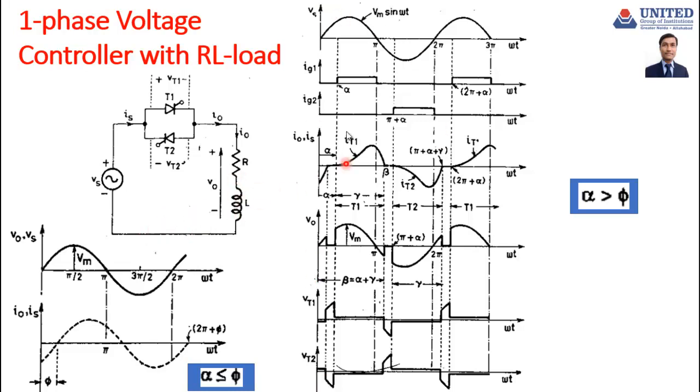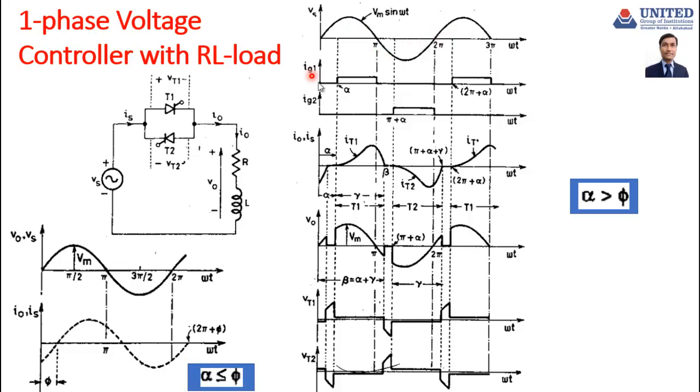Here we see the various waveforms for inductive load. This waveform is drawn for firing angle greater than phi. Phi is the phase angle between voltage and current, whereas this waveform shows the output voltage and output current for alpha less than phi, that is, firing angle less than or equal to phase angle.